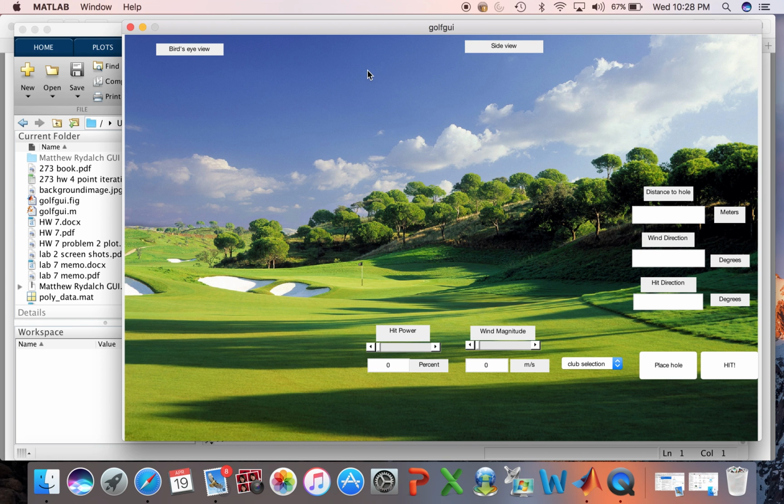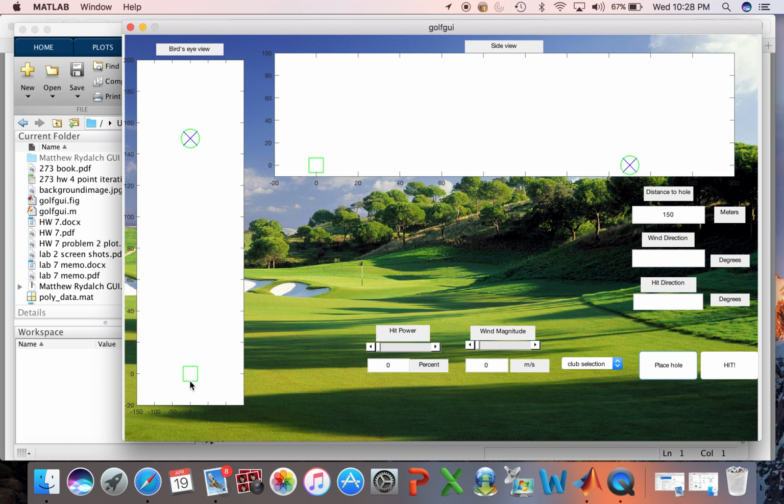This is my simulator. It has a background, and you can put in all the specifications that you want over here. To demonstrate how this works, we're going to put in a few certain values. To start, we're going to put in the distance to the hole, which is going to be 150 meters, and we can place that hole.